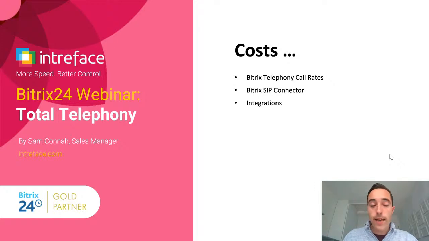We put the call rates into the YouTube chat here, so you can click on there and see all of the call rates for the different countries, for landline and mobile options. If you're going to do an integration using the SIP connector for either a cloud or an Office PBX, that will cost $49 per month for a rental of that SIP connector.